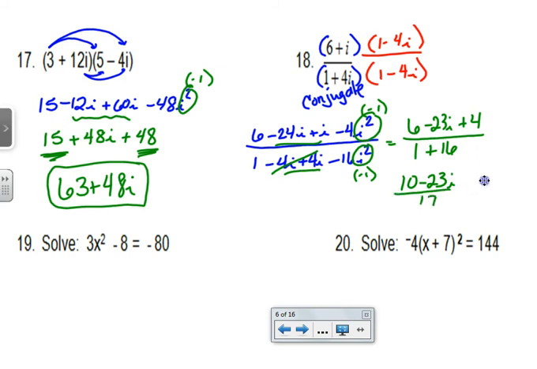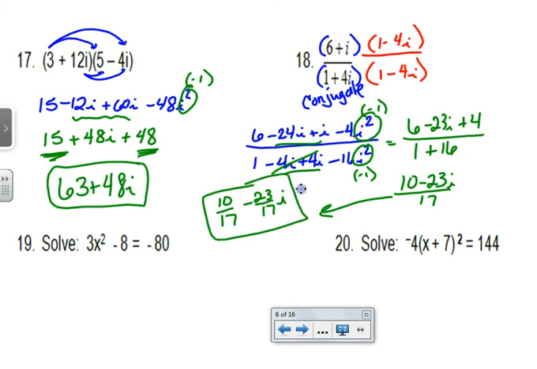And I would never leave my answer like that because it might reduce. This one doesn't reduce, but what I want you guys to get in the habit of is breaking them up into separate fractions, because it's likely that on your test they will reduce. So break them up. If they reduce, do it. If they don't, leave it like that.